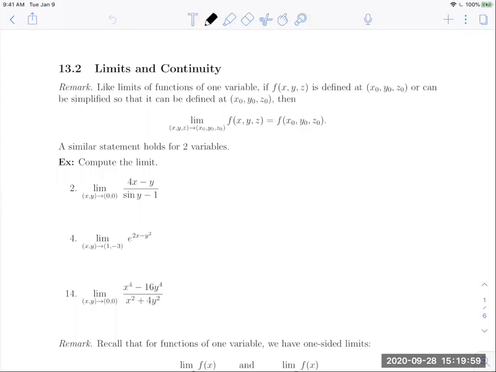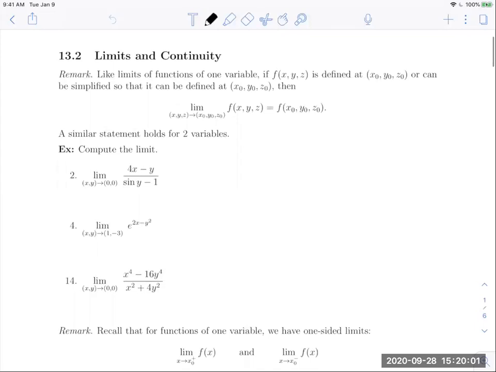So first of all, I have a remark to start here that very similar to Calc 1 when we're working with functions of one variable, if your particular function f is defined at a given point x naught, y naught, z naught, or if it can be simplified so that it can be defined at that point, then we can physically just plug and chug that value in there and get out our function value. I have written this statement in 3 dimensions, but it also holds down in 2 dimensions.